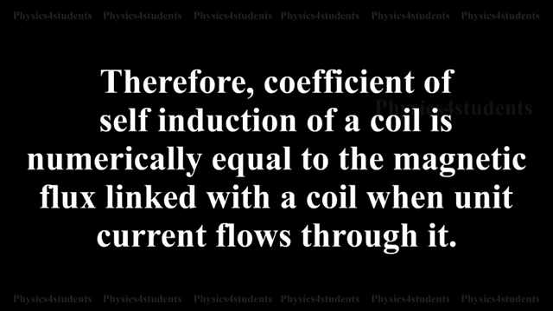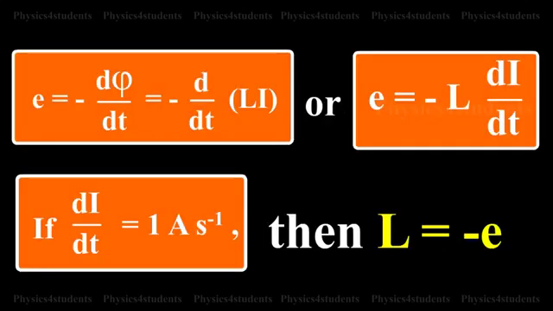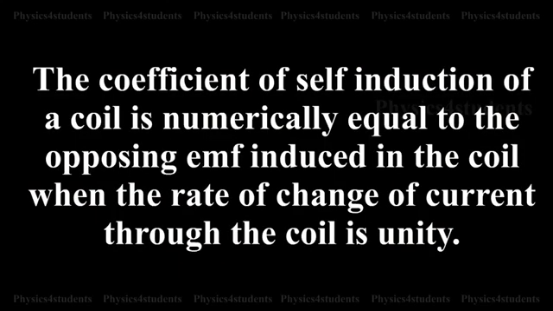According to the laws of electromagnetic induction, the following equations are arrived at. The coefficient of self-induction of a coil is numerically equal to the opposing EMF induced in the coil when the rate of change of current through the coil is unity.